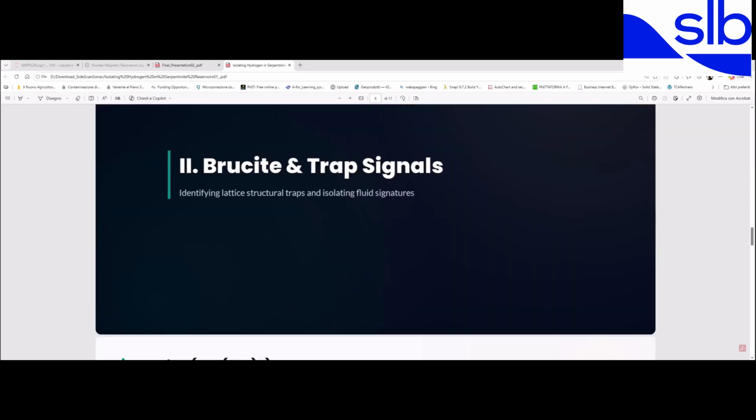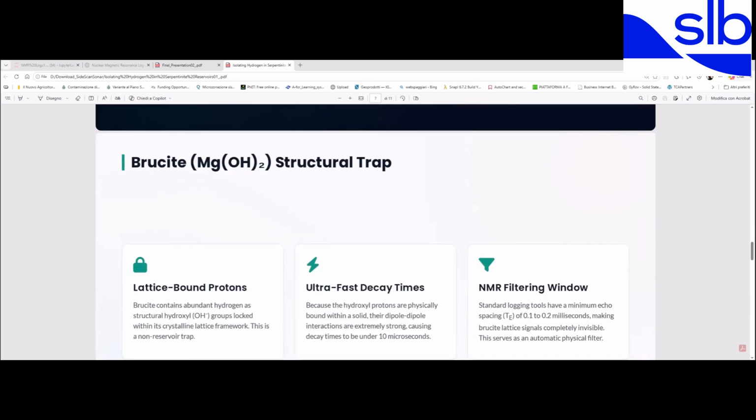Brucite and trap signals. You have also to analyze the characteristics of traps, identify lattice structure traps and isolate the fluid signature. Brucite, this is a structure trap, lattice bound protons. Brucite also contains a second part of hydroxyl hydrogen groups located within its crystalline lattice framework. This is a no-reservoir trap.